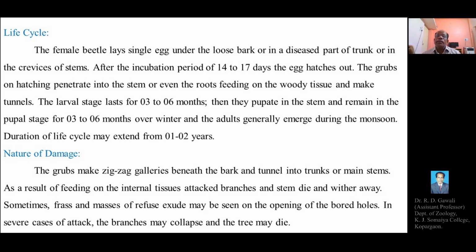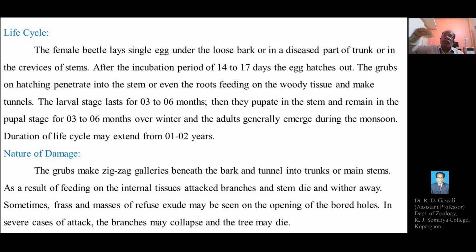female beetle lays a single egg in the loose bark or in the crack or crevice of the mango tree, where it undergoes embryonic development within a period of 14 to 17 days and will then hatch out into a larva called a grub. This grub then penetrates because the grub has strong mandibles. So with the help of strong mandibles, it can prepare a tunnel or burrow even in the woody tissue or the hard tissues of the stem of the mango plant and thus penetrates inside.